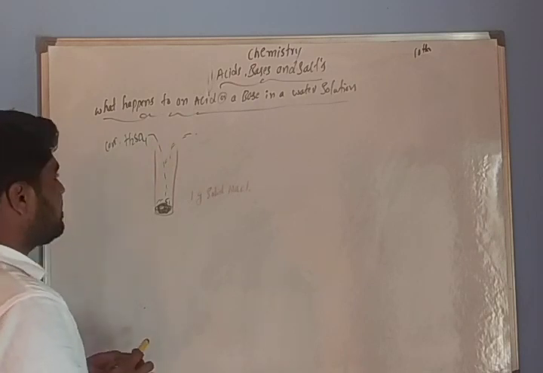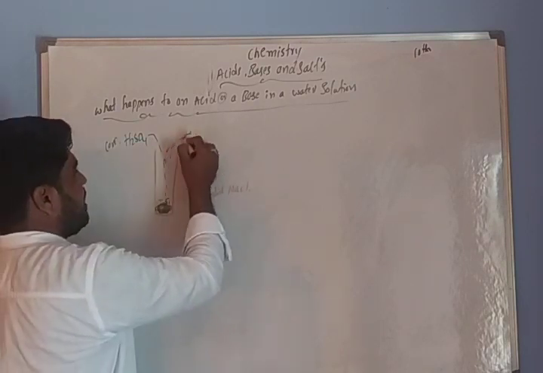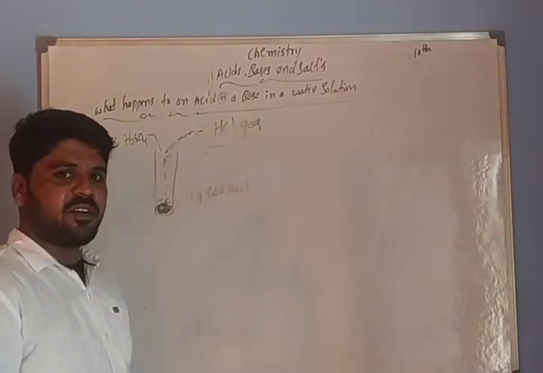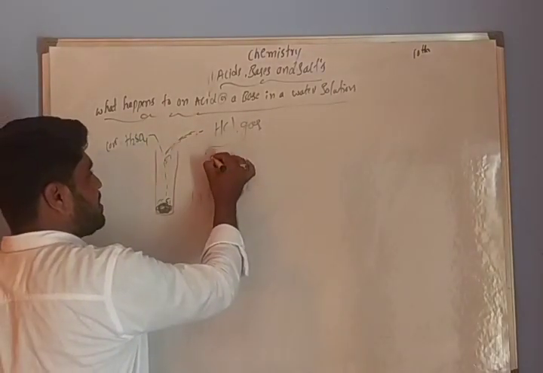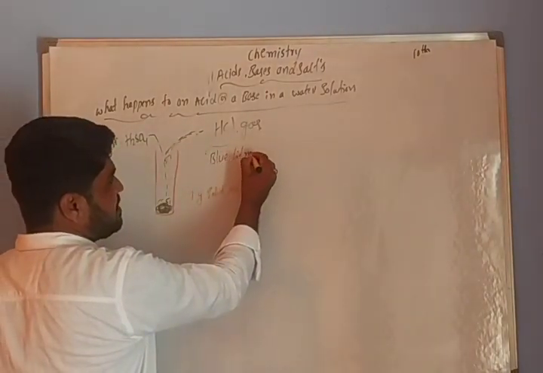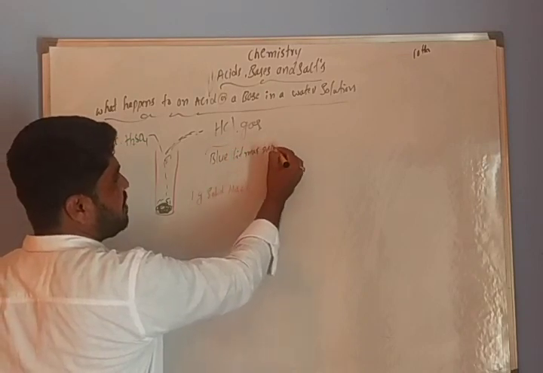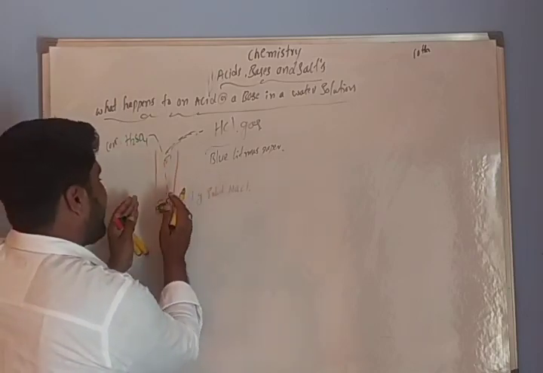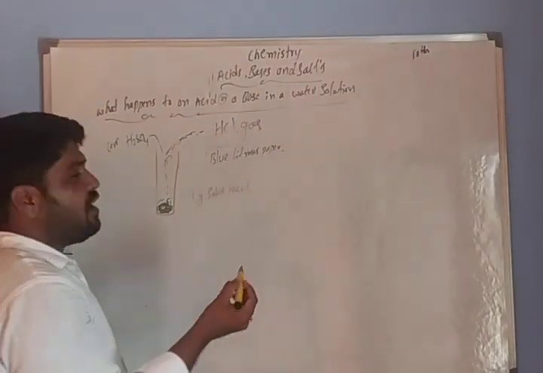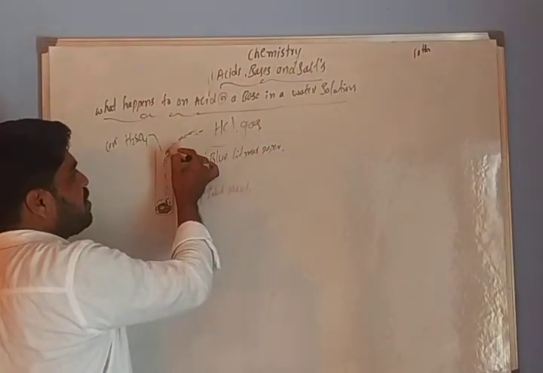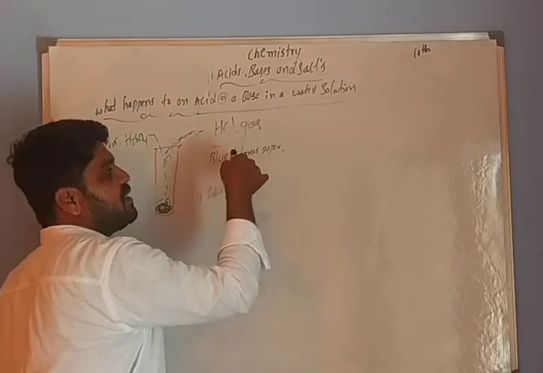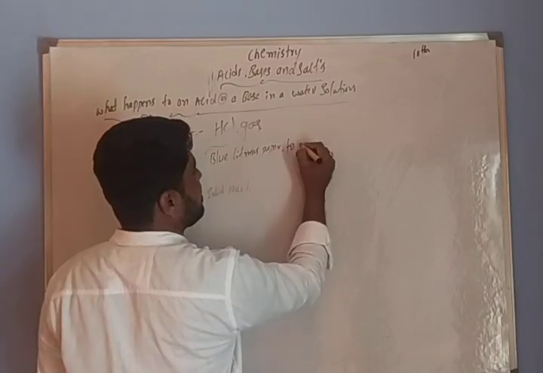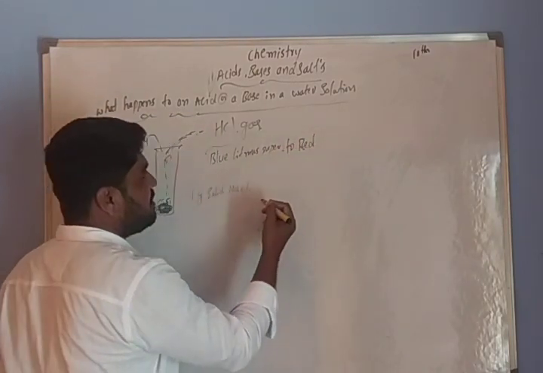That gas we call HCl gas. If you put a blue litmus paper, what will happen? So when H2SO4 is added to NaCl, the gas is liberated. That gas is HCl gas. When you put the blue litmus paper to the mouth of the test tube, the blue litmus paper changes into red color. Blue litmus paper to red color. This happens.